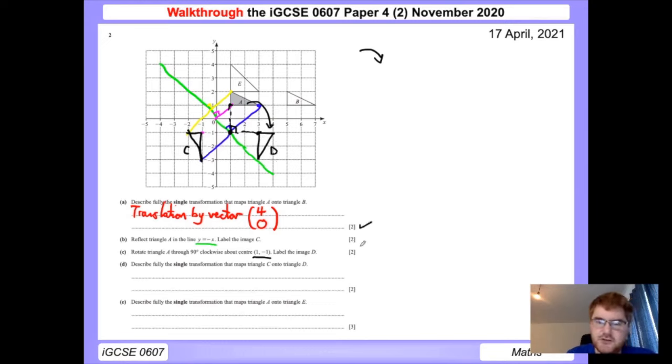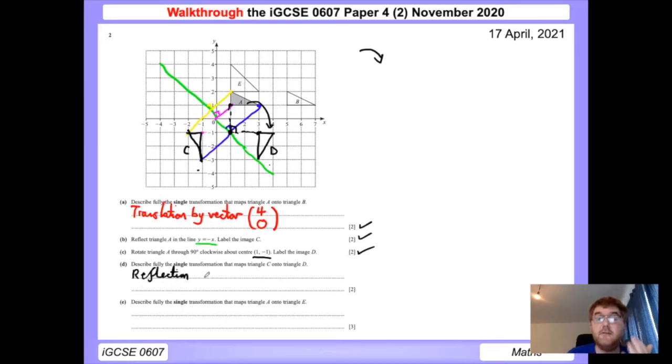So we've done this question, this question, and this question. And the reason we label it is exactly for this type of question down here, part D. Describe fully the single transformation that maps triangles C to D. So essentially we want to go from this triangle to this triangle here. Now the first thing to notice here is there's a reflection going on. So we need to write down then reflection. And it's a 2-mark question. I'm using that as a guide here.